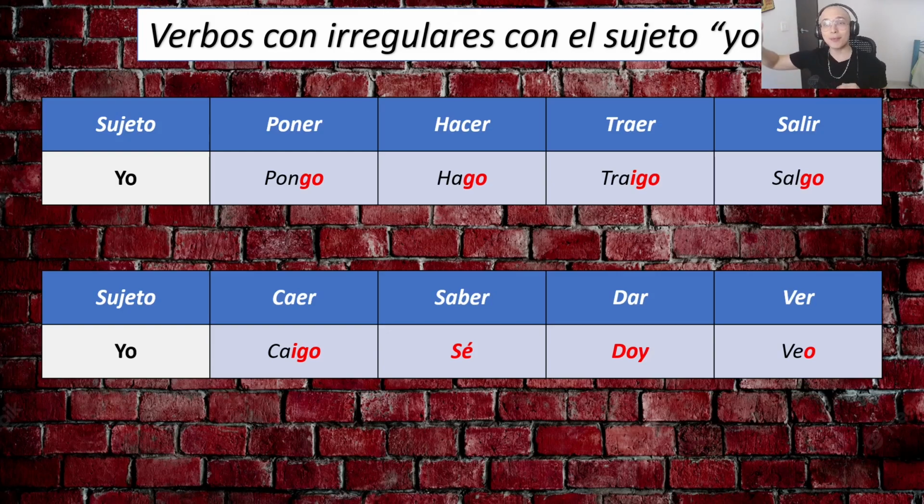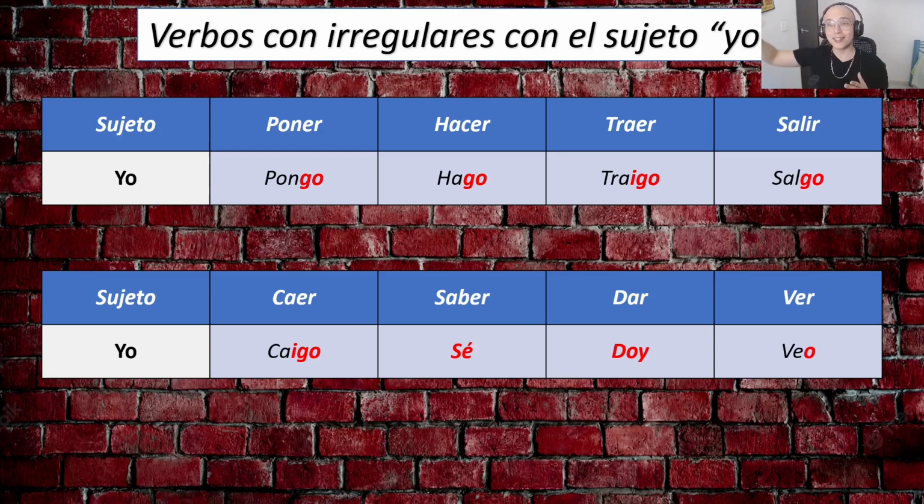The same happened with the verb hacer. Very important verb to know, hacer, to do or to make. Yo hago, I do. And then the conjugation becomes regular. Tú haces, ella hace, nosotros hacemos. Let's go with traer. Traer means to bring something. So we say, yo traigo, I bring. Tú traes, ella trae, nosotros traemos.